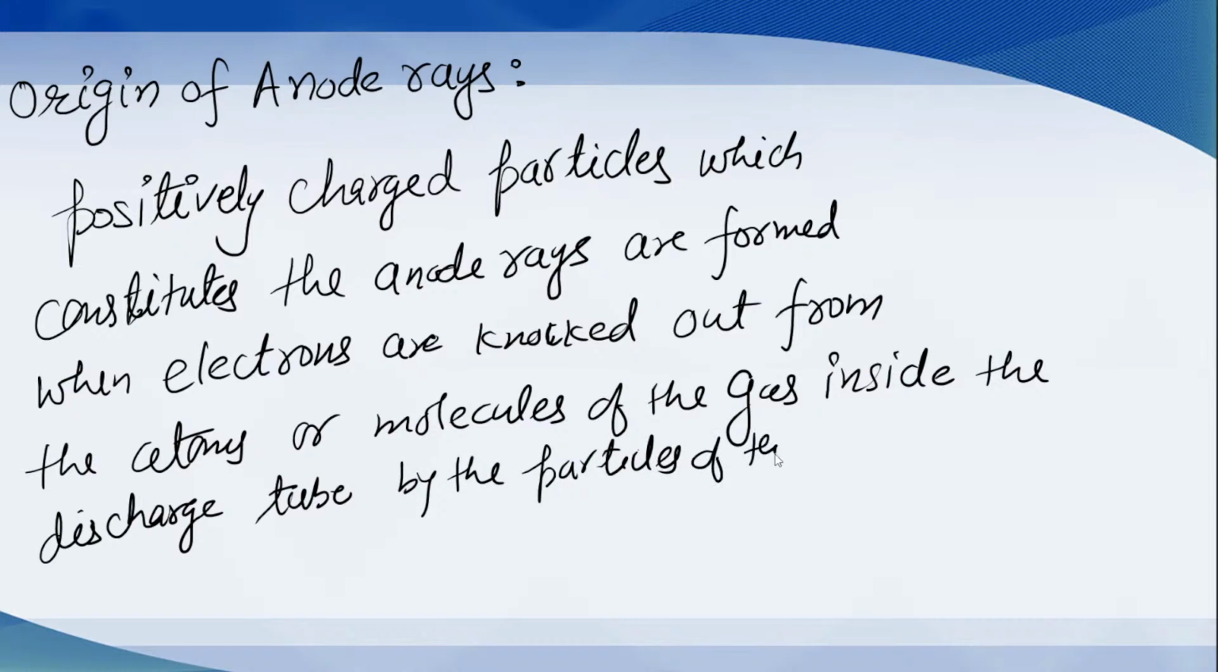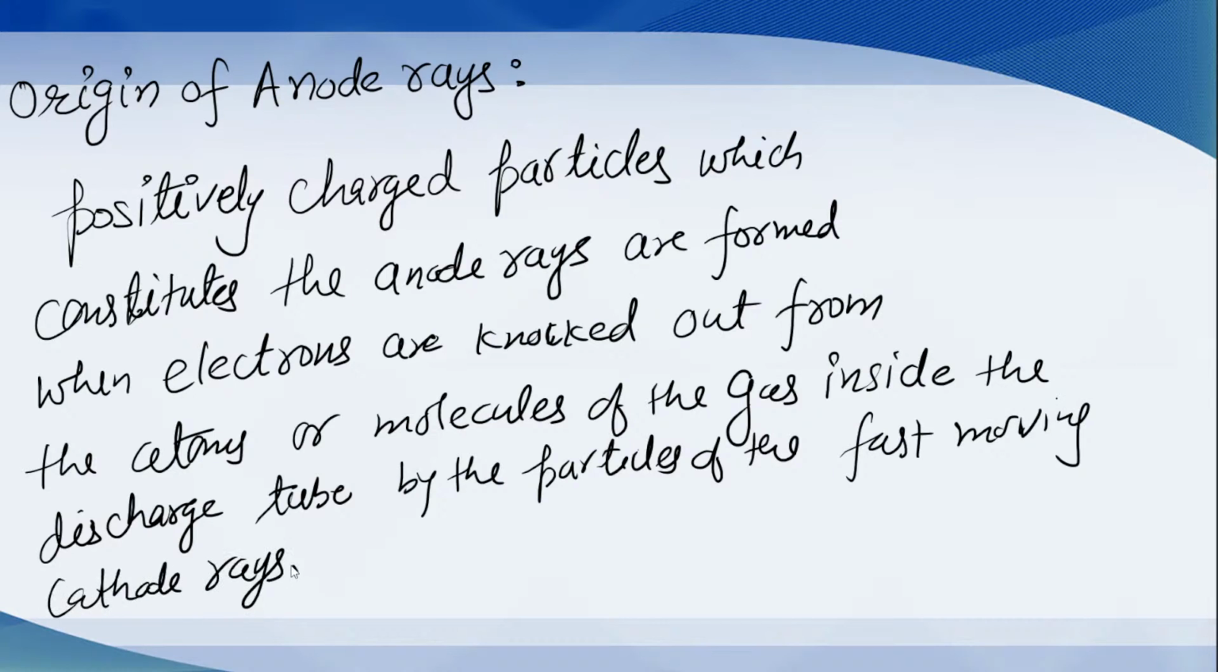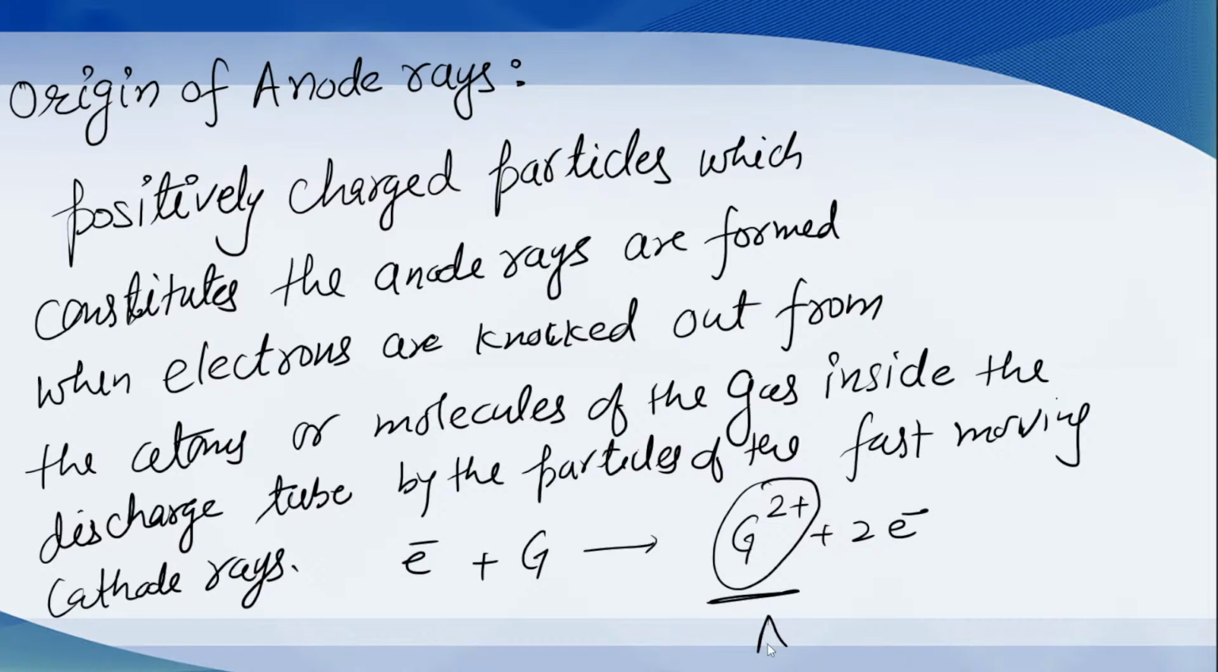They are knocked out by the particles of the fast moving cathode rays. Like I told you earlier, if we have a gas particle, atom or molecule, and an electron strikes it, an electron is knocked out of it, a positive ion is formed, and this is called anode rays.